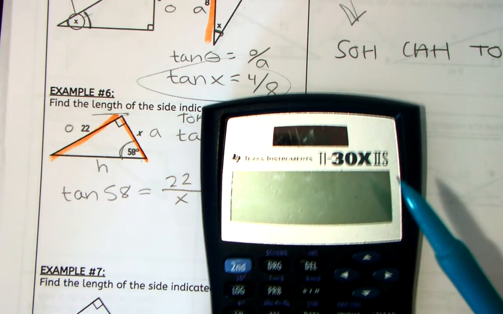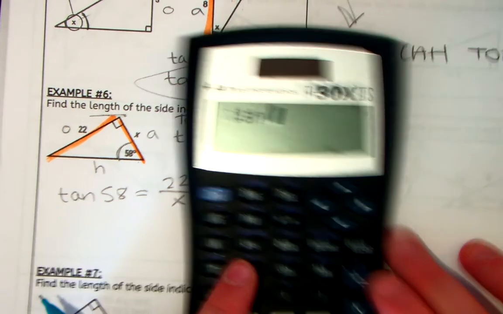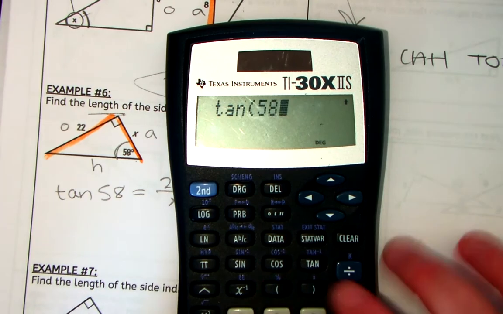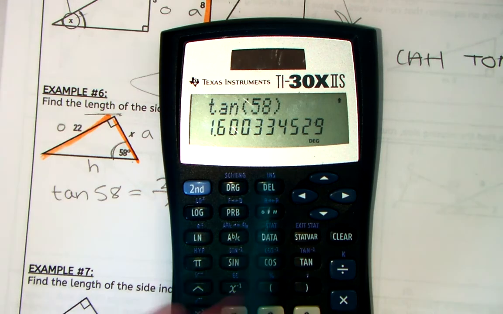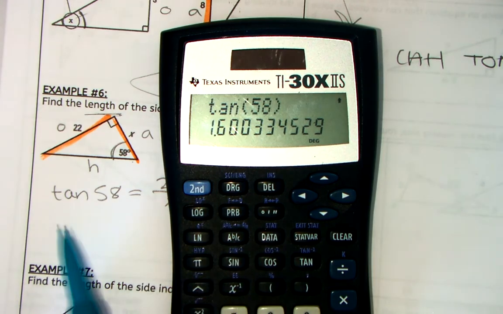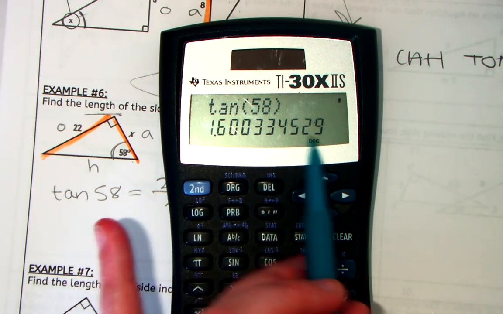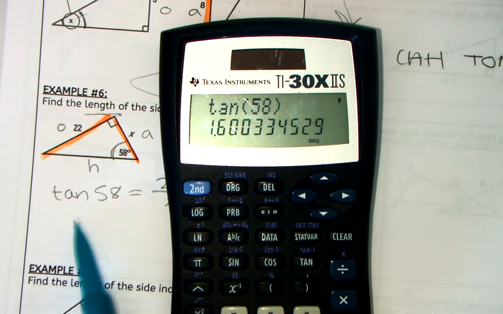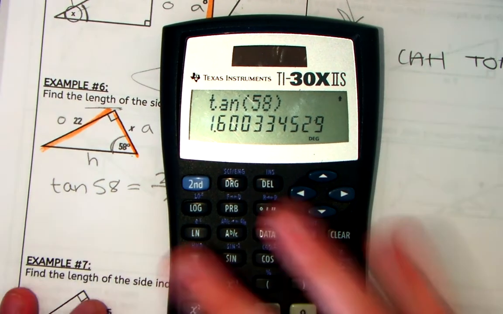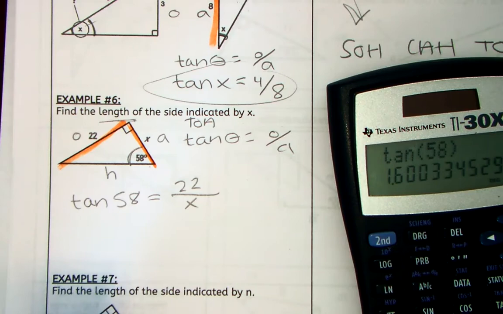Please notice though that when I write down tangent of 58, these are your sine, cosine, and tangent buttons. So your calculator can do sine, cosine, and tangent for you of an angle. So when I write down tangent of 58, I really mean 1.600334529 and so on. But I'm not going to write this down. I'm just going to write that value as tangent of 58, every time I'm talking about this value, instead of this decimal. All right, so back to how do I solve this?